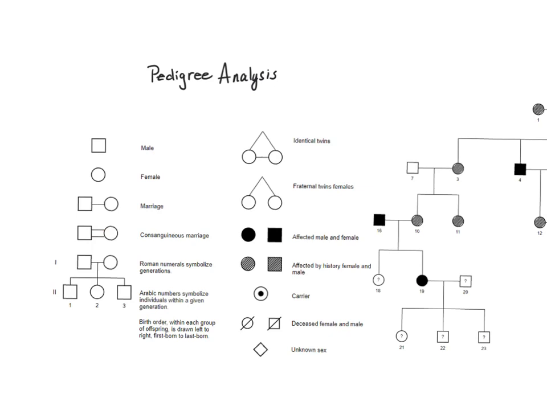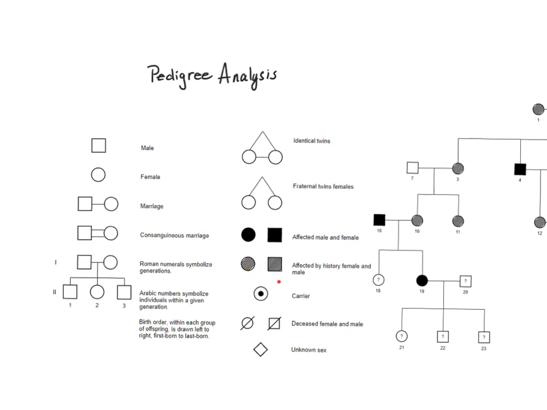Twins are indicated by 2 lines that come off of the same sibling line. Identical twins are connected by a horizontal line between them, and fraternal twins lack that horizontal line. If an individual is affected by the condition that the pedigree is tracing, then they're completely filled-in symbols. Carriers for a particular condition are partially filled in. Oftentimes you just see them with a dot in the center of their symbol.